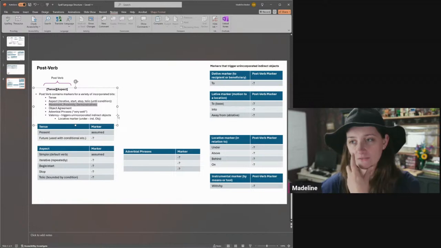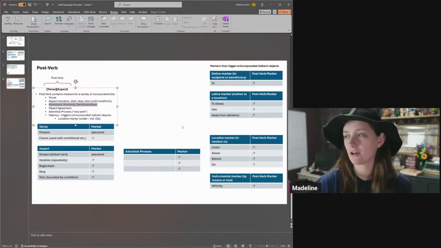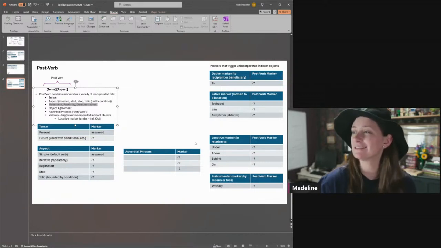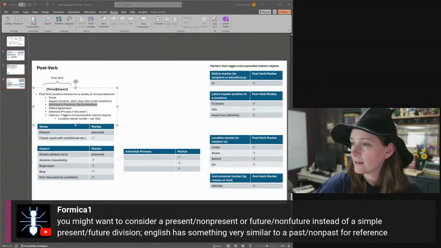I haven't figured these out yet. I was going to try and make a table for them, but I'm slightly confused by a few things. Let's see. Might want to consider present, non-present, or future, non-future instead of a simple present, future division.